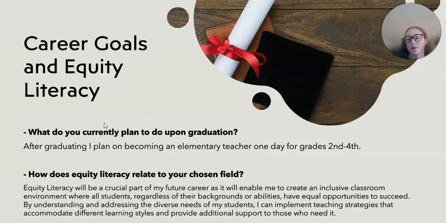To start off, we're going to be going over some career goals and how they relate to equity literacy. Currently, upon graduation, I plan on getting my teaching license and then becoming an elementary teacher, preferably for grades 2nd through 4th. Mostly because personally those were my favorite years in elementary school and I've always loved that age. So being able to teach not only what were my favorite years, but also the age group that I want, that's my ideal for choosing those grades.